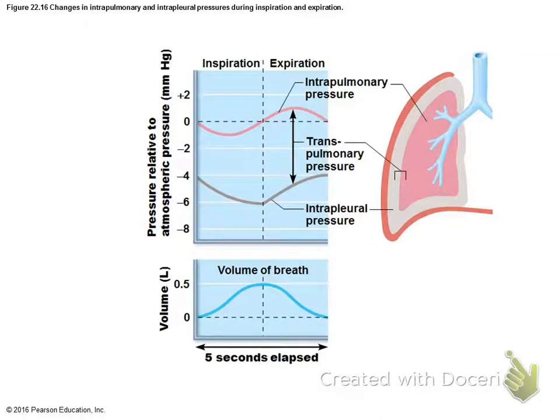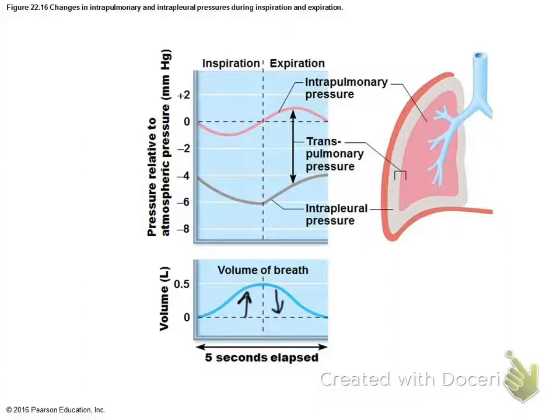Okay, so let's put everything together here with our graph. First off, they're showing us pressure and they're showing us volume. Volume's going to be easy, right? Because we know during an inhale, or during inspiration, the volume of air in the lungs should go up. During the exhale, the air should leave the lungs, so the volume inside the lungs should go down, right?